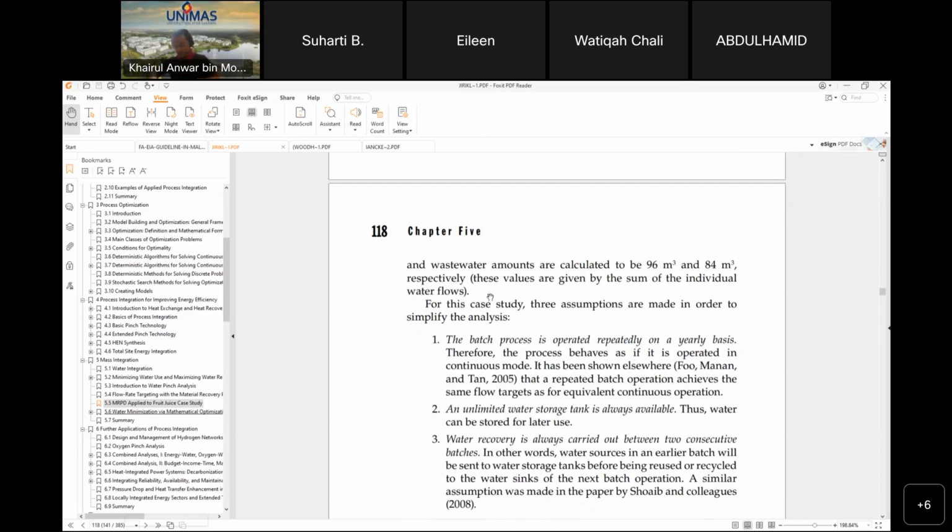So this is the current freshwater and wastewater used by this production before the water recovery, pinch water pinch analysis or mass pinch analysis.